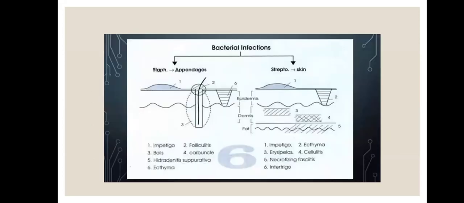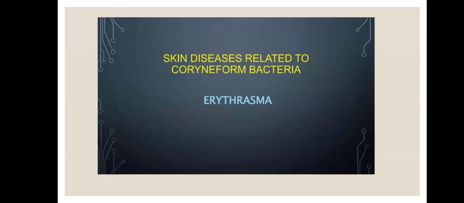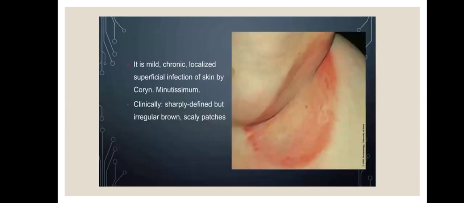And these are the infections we had covered: impetigo, boils, folliculitis, carbuncles, etc. And another bacterial skin infection, coming from the corynebacterium, is erythrasma. Erythrasma is a chronic localized infection by Corynebacterium minutissimum.